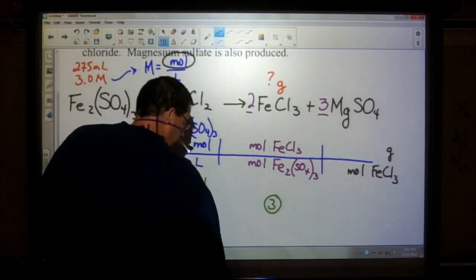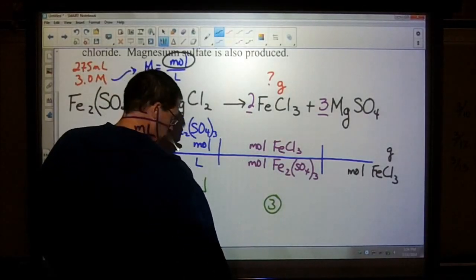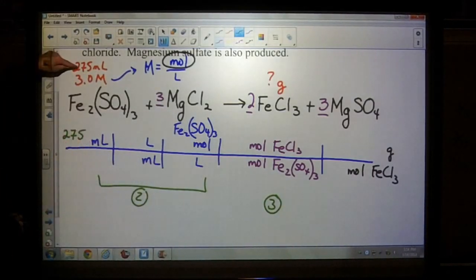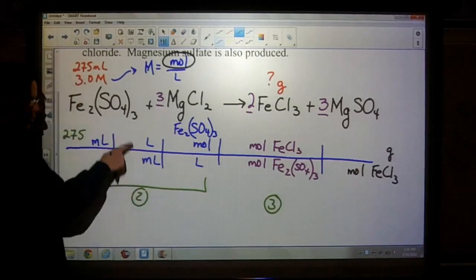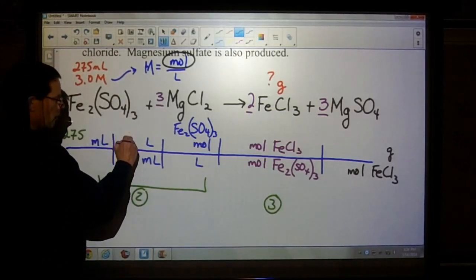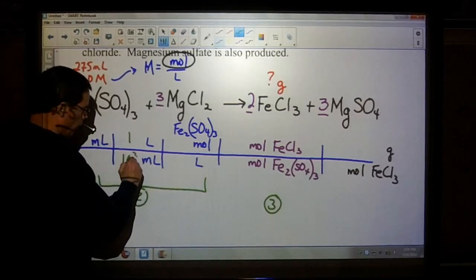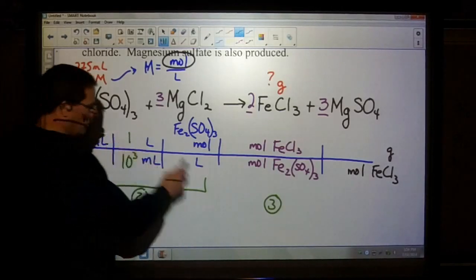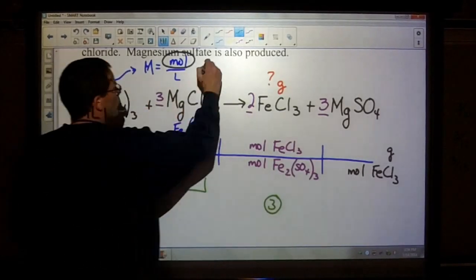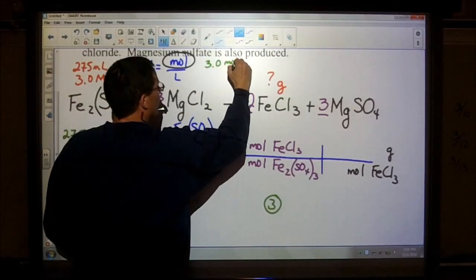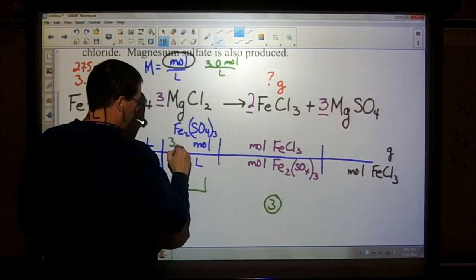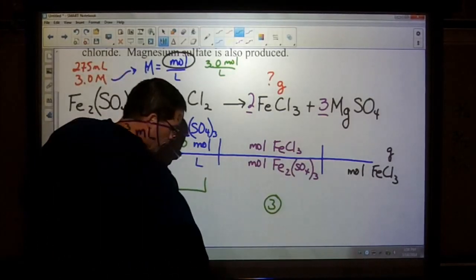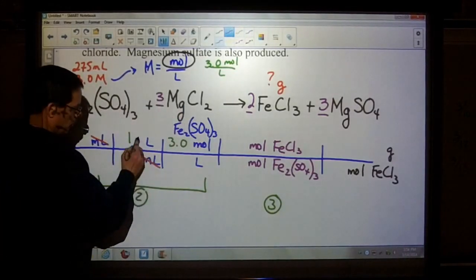So let's go ahead and put our values in here. So we start off with 275 milliliters. That's what's given. We have to do our conversion here. Which one's bigger, a liter or a milliliter? Very good, a liter. And there are 1,000 milliliters, or 10 to the 3 milliliters. So now my milliliters are gone. Liters, if I have a 3 molar solution, what that means is I have 3 moles for every liter. So I'm going to put my 3 moles up on top. So now my liters are gone. Essentially what I've done is I've canceled milliliters and I've canceled liters.